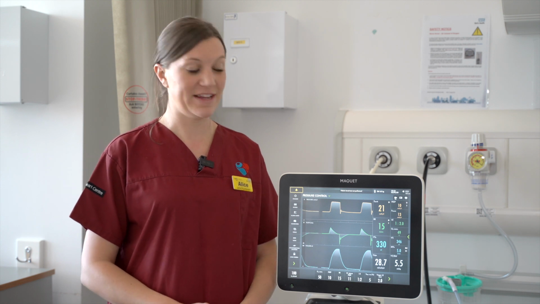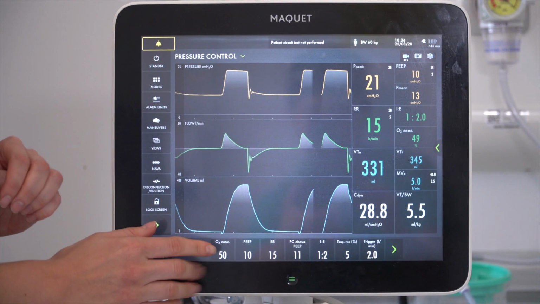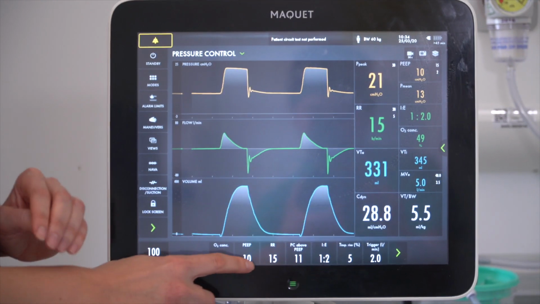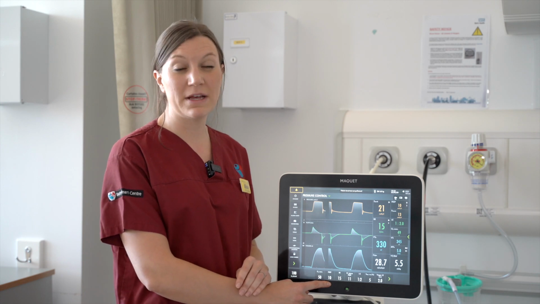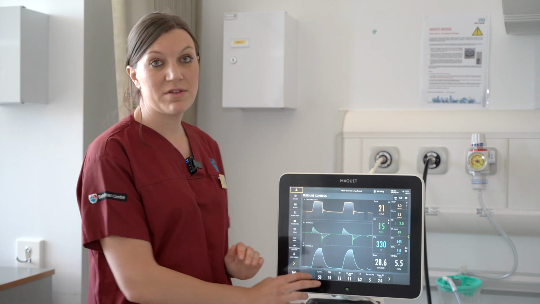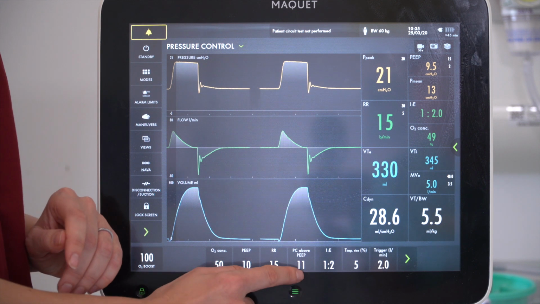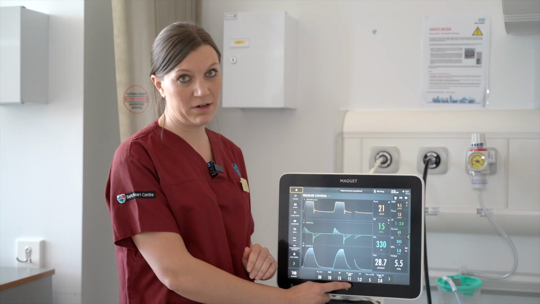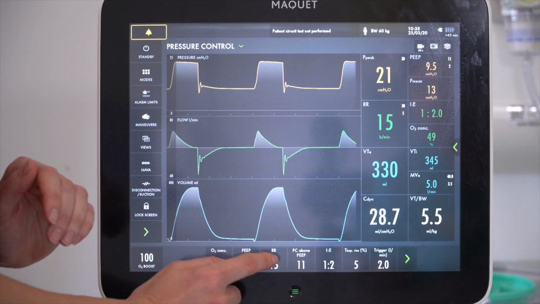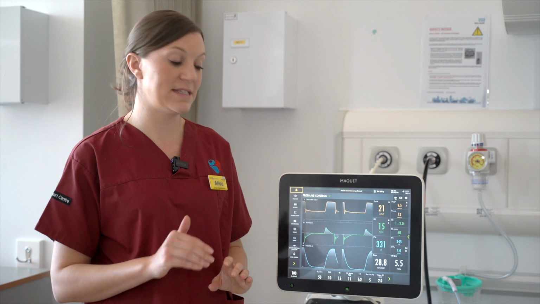The first mode of ventilation that we're going to talk about is pressure control. This is one of your mandatory modes of ventilation. In pressure control, you have your oxygen concentration set and your PEEP. And again, this will be set quite high by the ICU team. These are the 2 things that are going to affect your oxygenation. You've also set your pressure control, and this is above the level of your PEEP, and your respiratory rate. These are the things that are going to affect your ventilation and your CO2.